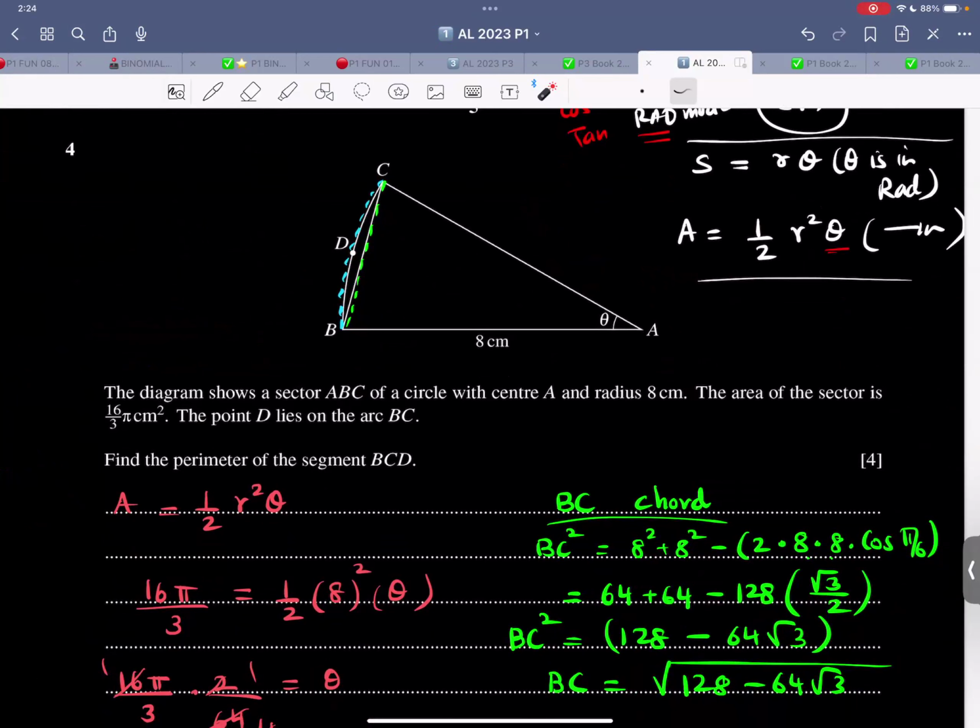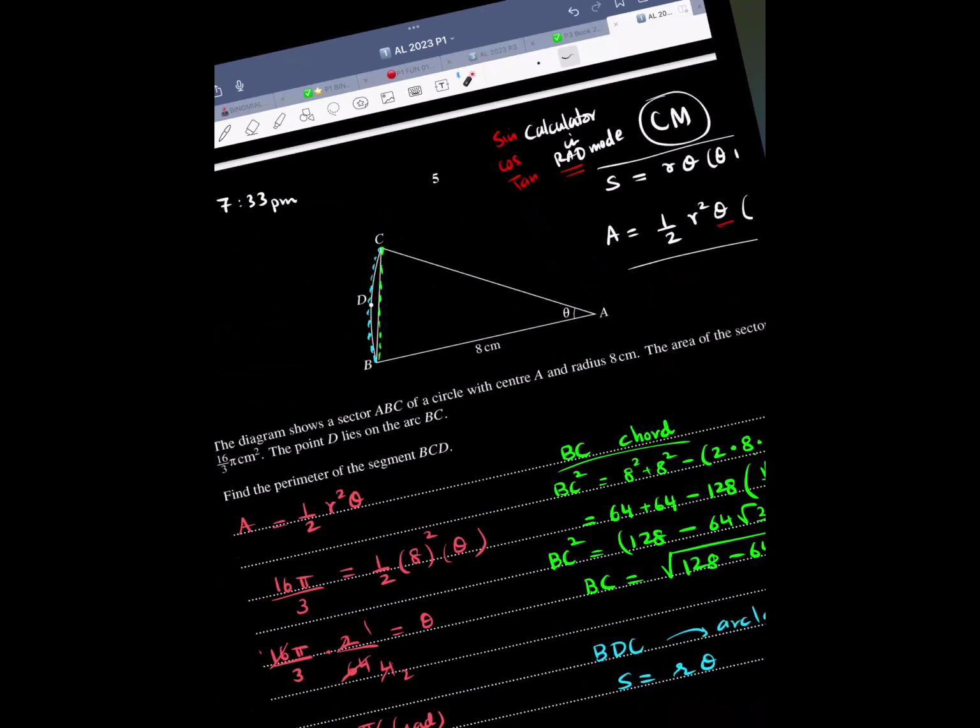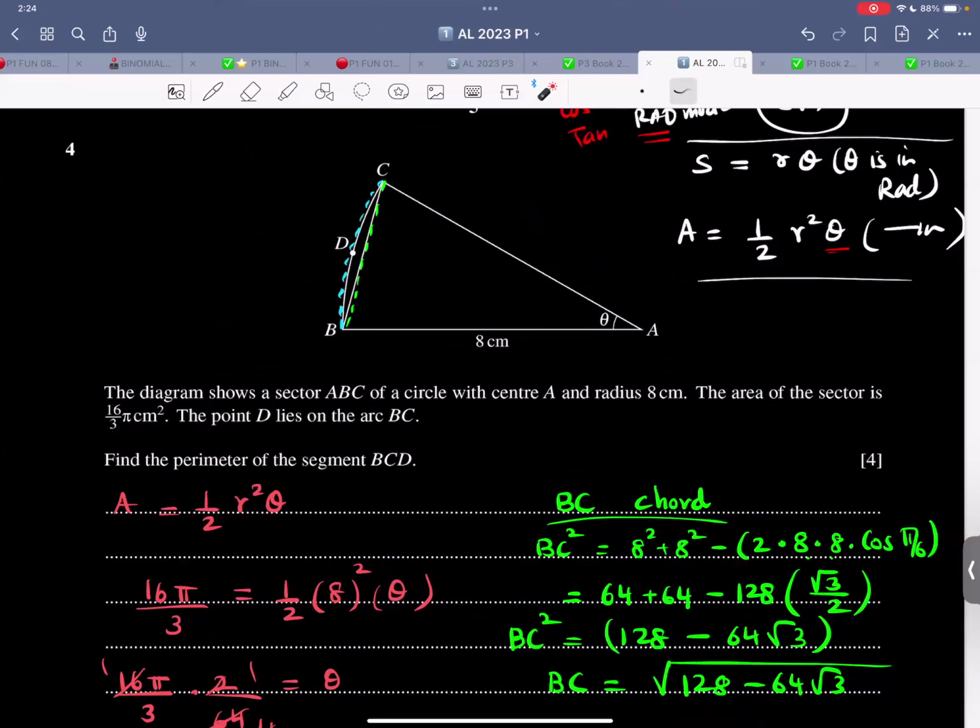The question says the diagram shows a sector ABC of a circle. Hold for a second. The sector is that of a circle naturally with center A and radius 8. Usually center is maybe some other point, and over here, I'm just switching it around. Okay, so now it's saying that this is the center. This is 8. This is 8. What else is there? The area of the sector is this much.